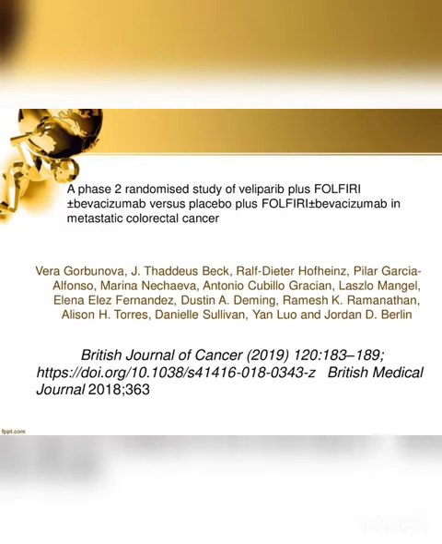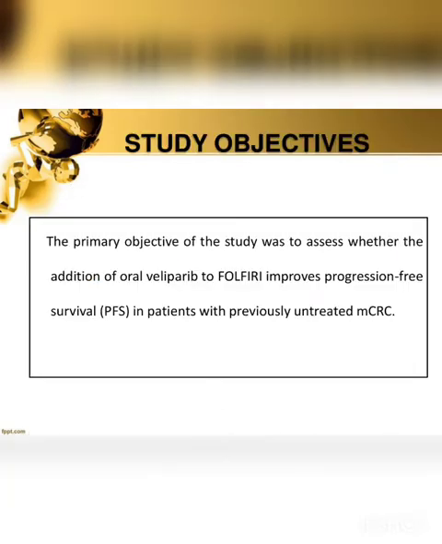It is a phase 2 randomized study of veliparib with FOLFOX with or without bevacizumab compared with placebo with FOLFOX and bevacizumab in metastatic colorectal cancer. So it is published in the British Journal of Cancer in the year 2018. So coming to study objective, it is given as the primary objective was to assess whether the addition of oral veliparib to FOLFOX improved the progression-free survival in patients with previously untreated metastatic colorectal carcinoma.